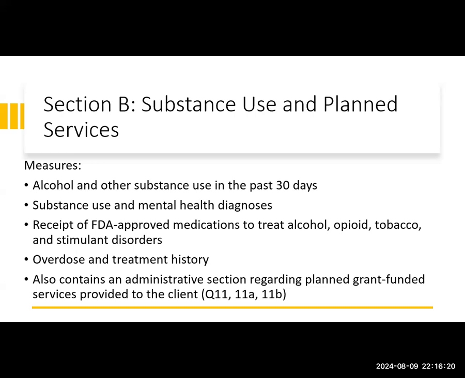Section B covers substance use and planned services. This section contains items to measure alcohol and other substance use in the past 30 days, substance use and mental health diagnoses, receipt of FDA-approved medications to treat alcohol, opioid, tobacco, and stimulant disorders, overdose and treatment history, and an administrative section regarding planned grant-funded services provided to the client.